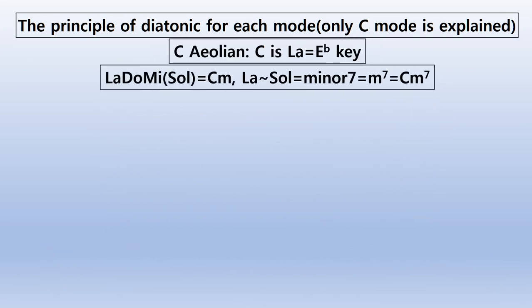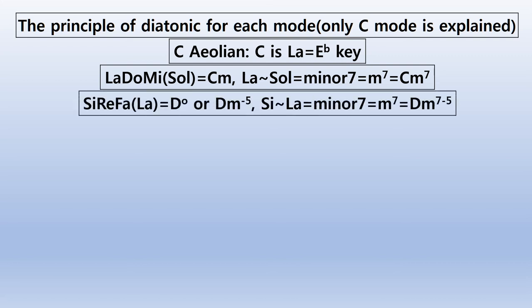Here is the Aeolian mode. C Aeolian is the E flat key because C is the La mode. The first La Do Mi triad is in C minor, and the above note Sol is a minor seventh from La, so La Do Mi Sol is in C minor 7.